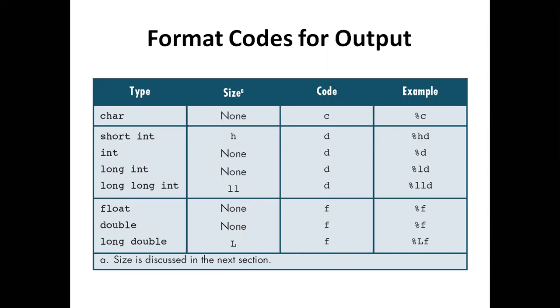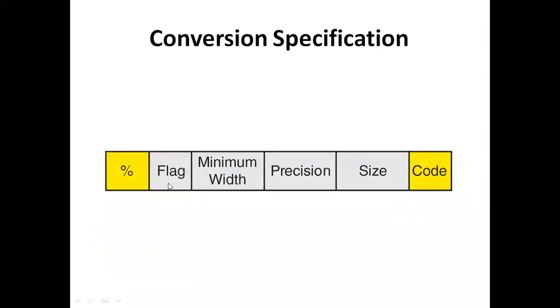Just now, what did we discuss? Which type of thing do we call a flag? And when the minimum width is needed, when we use precision, when we have size. Just now we discussed it, and all of you know about the percentage and code. Code is nothing but: character means C, integer means D, short integer means HD, and float means F. All of you know these things.